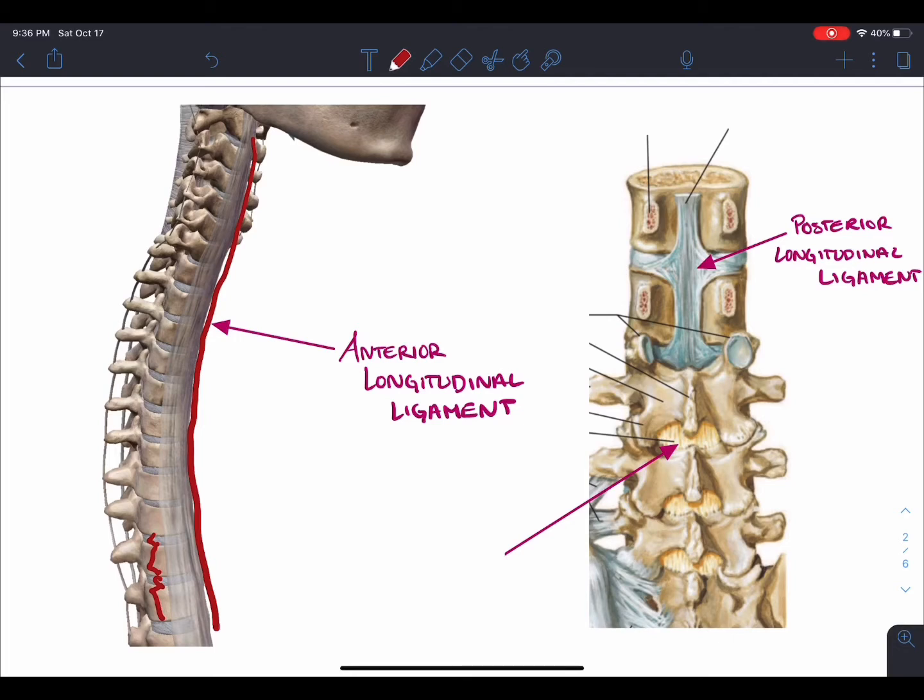The posterior longitudinal ligament is narrower and weaker than its anterior counterpart. It runs along the interior surface of the vertebral canal and joins the vertebral bodies and IV discs from the posterior side. This ligament prevents hyperflexion of the spine.